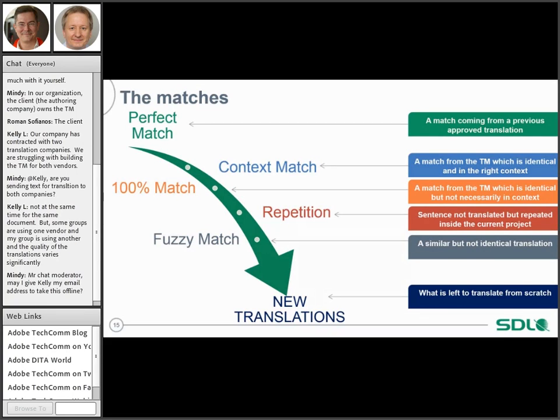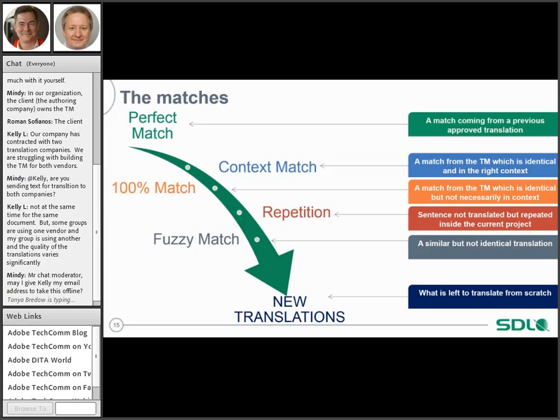The next best match is still a very good match and an exact match. We call it 100% match. It is, again, identical to the new content, but not necessarily anymore in context. So it means that sometimes, especially with short text and short strings, you need to be very careful not to reuse 100% matches in each and every context. So it's quite key then to be able to have the flexibility not to do that.